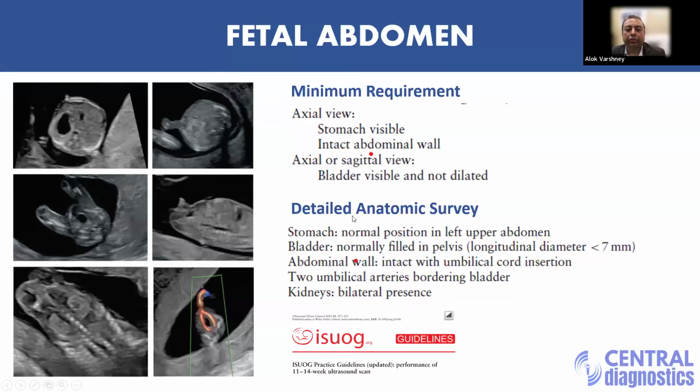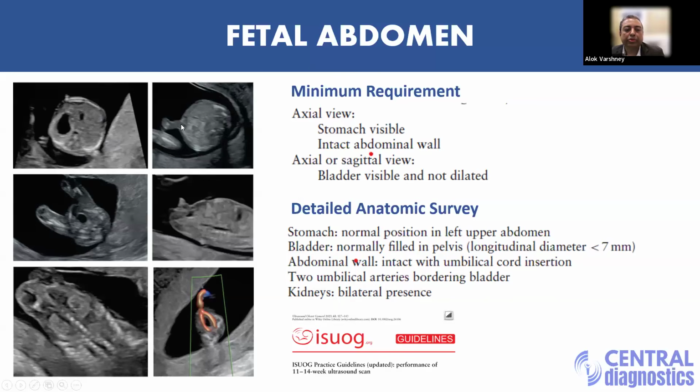But for the detailed view, we need to take these 6 planes. Perhaps we may omit this one because it shows the genitalia, and in the Indian scenario, because of the PNDT Act, I think this should be skipped. But we need to demonstrate the stomach in the normal position in the left upper abdomen. The bladder should be normally filled in the pelvis, and it should be less than 7 millimeters in diameter. The abdominal wall should be intact.